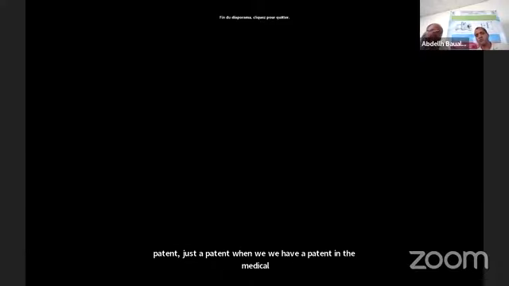It's not simply a patent, just a patent. When we have a patent in the medical domain, we are obliged to have made a clinical trial in order to give the evidence that we are better than what is now being used.